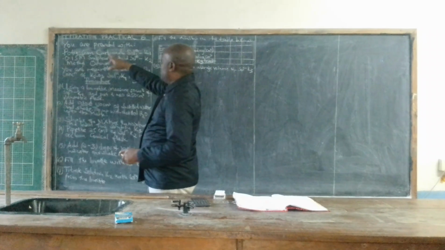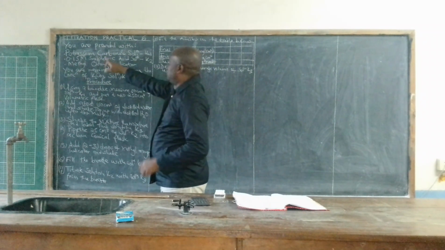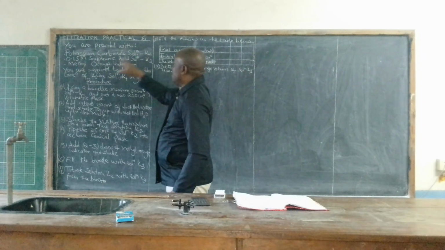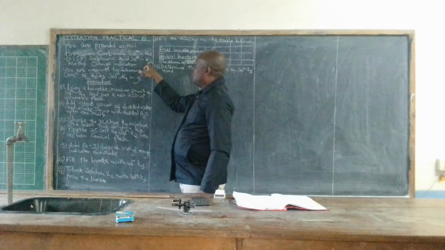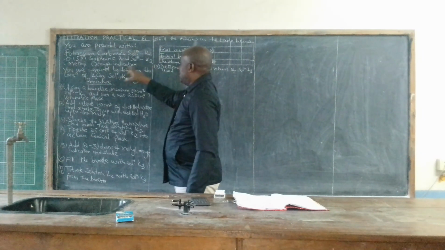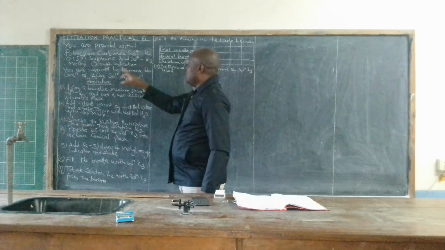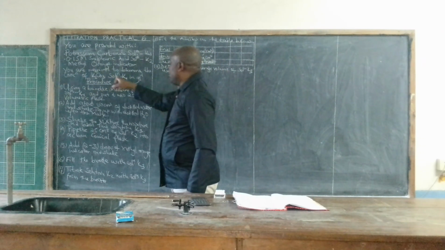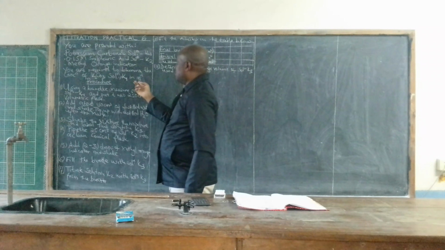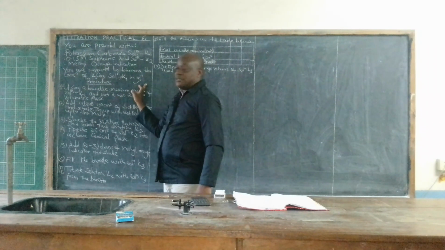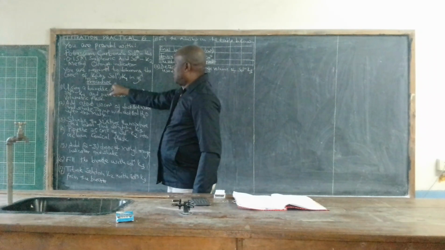You are required with potassium carbonate solution, K1, 0.15 molar sulfuric acid, K2, and methyl orange indicator. You are required to determine the concentration of potassium carbonate solution that is labeled K1 in grams per liter. So the procedure is here.